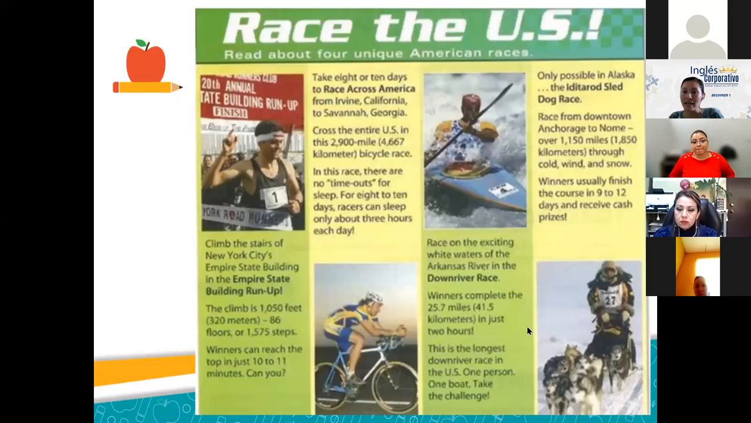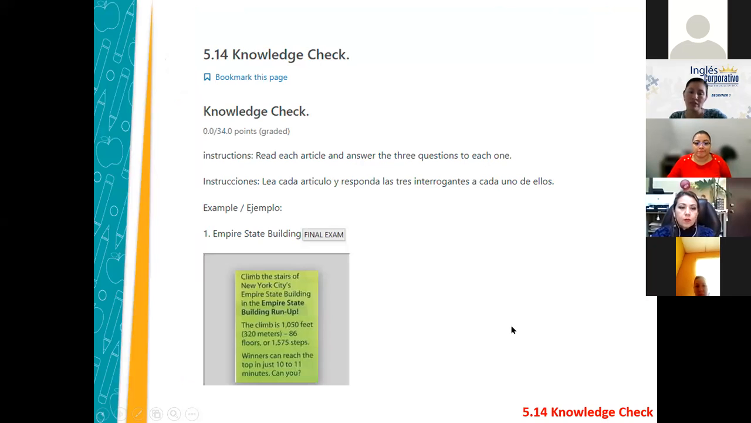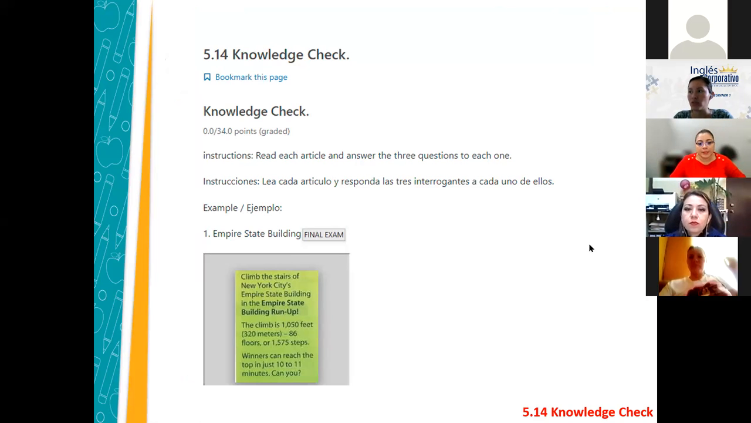Okay, guys, so that's the end, right? That's the end of the section. Y pues al finalizar, there is a knowledge check in 5.14, right? And what you have to do is to read the information again and answer the question, okay? So, ahí pues, finalizamos con eso, right?